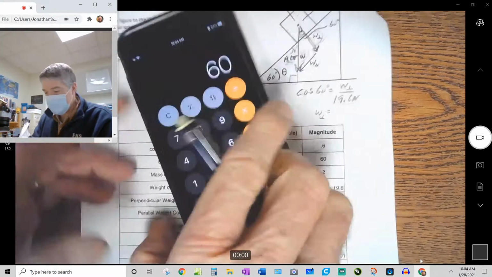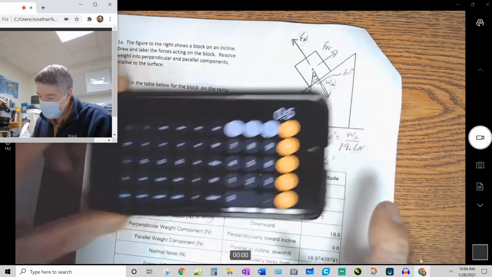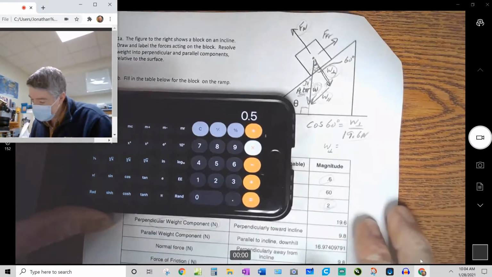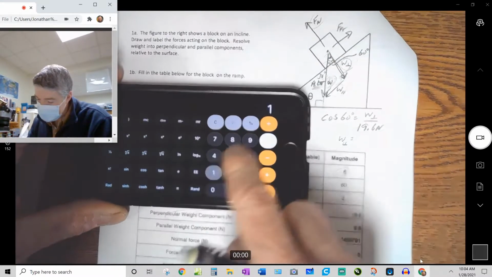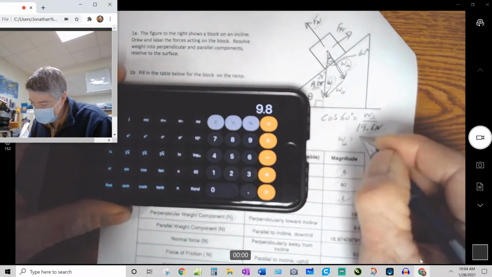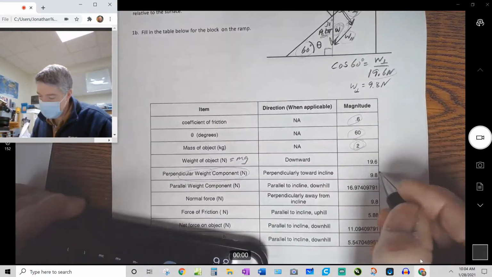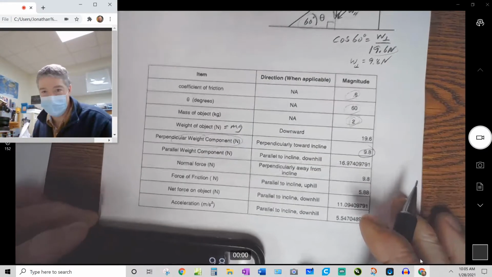So, cosine of 60 times 19.6, just half of 19.6, which is 9.8 newtons. And that's right. So I did it right.